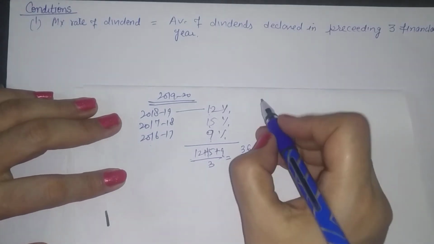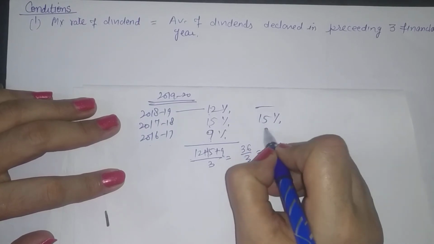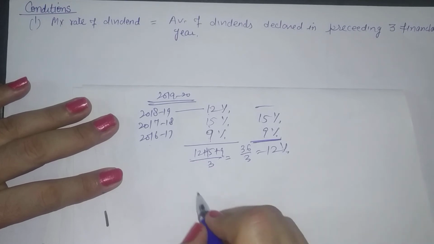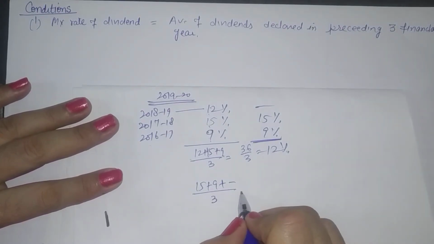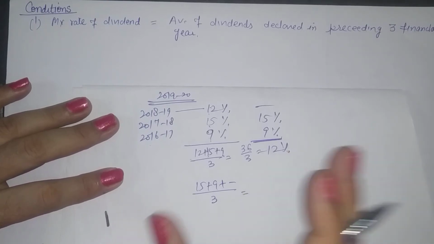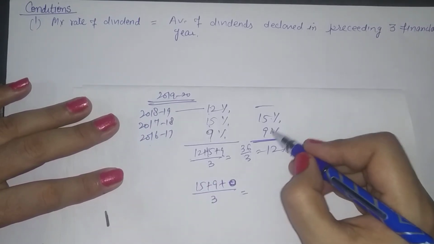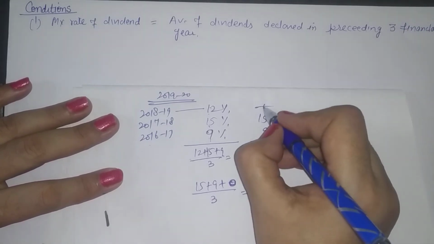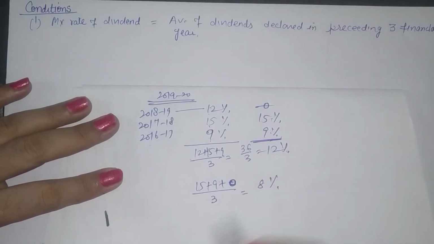Now suppose the company didn't pay dividend in the last year. Before that it paid 15% and 9%. So the average in this case will be 15 plus 9 upon 3. Okay, because we are to take the average of 3. In this year we will say 0. So it's not the average of 2 years. It has to be the average of 3 years. The only thing is that in this year the amount is 0. Okay, so it is 8%.